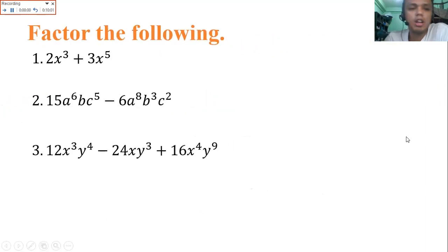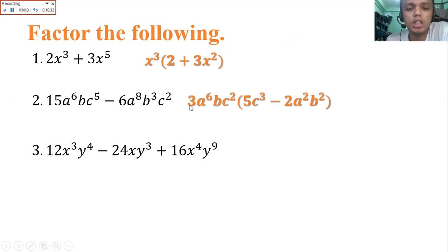So that's it, no? Exercise tayo. Factor the following. For 2x cubed plus 3x raised to 5, ano yung common dyan? We have x cubed. So magiging x cubed, then the other factor is 2 plus 3x squared. Okay? Next, 15a raised to 6 b c raised to 5 minus 6a raised to 8b cubed c squared. So binibigay ko dito yung answer. Kayo naman yung gagawa ng solution dito sa exercise na to.